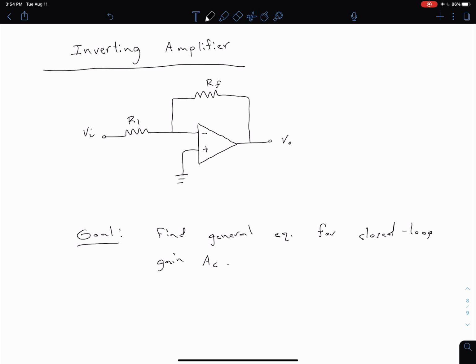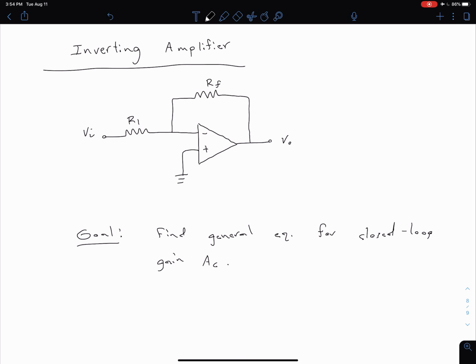So the first configuration that we're going to look at is actually the same one we just looked at in our previous video, and it's something called an inverting amplifier. Like I talked about in the previous video, we can see that's because our input, in this case V sub I, is connected indirectly through resistor R1 to our inverting terminal.